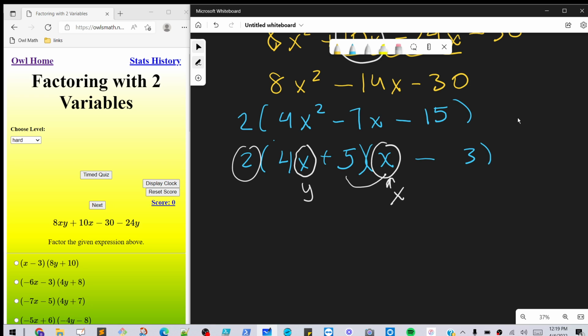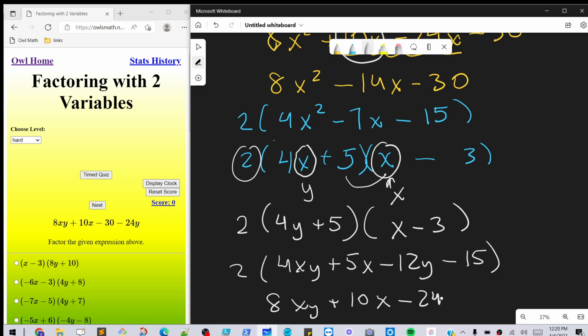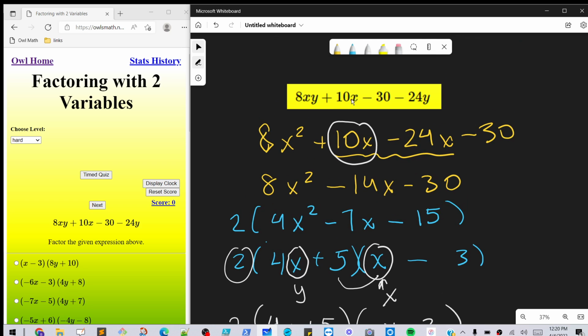So let's rewrite this as 2 times (4y plus 5) times (x minus 3). And let's just multiply it out to see that we get the right answer. So we're going to have 4xy plus 5x minus 12y minus 15. If we just multiply that by the 2, we're going to have 8xy plus 10x minus 24y minus 30. And you'll notice that's going to be the same as our original problem. So that's correct. That's our first method.